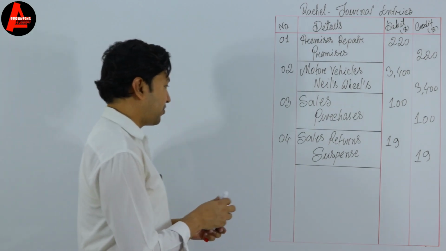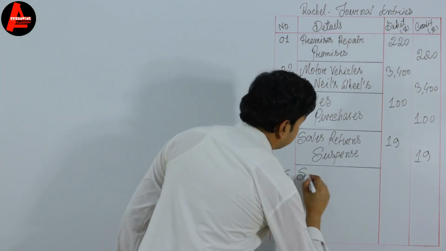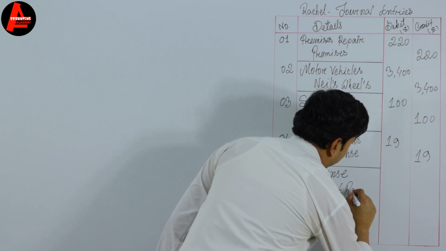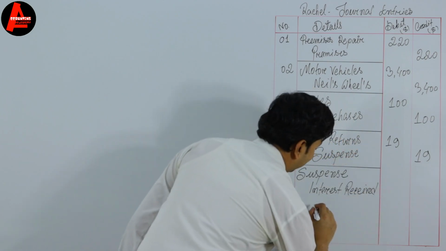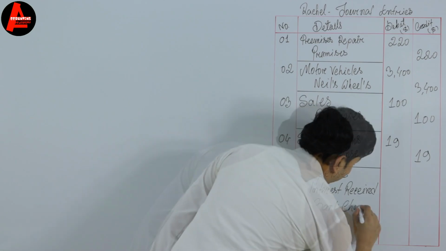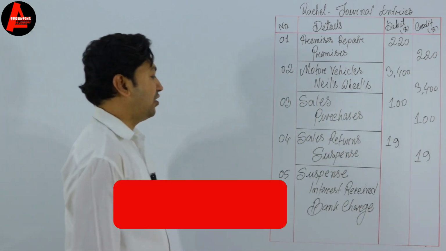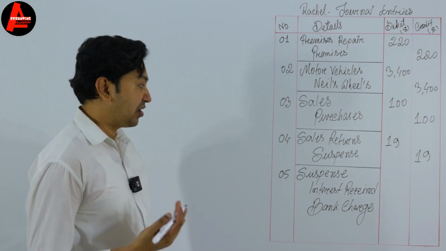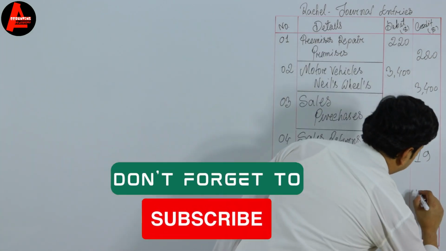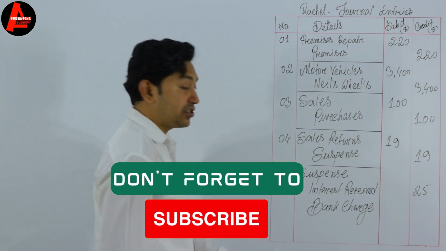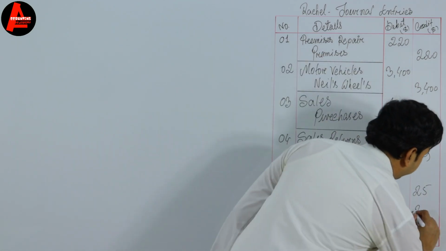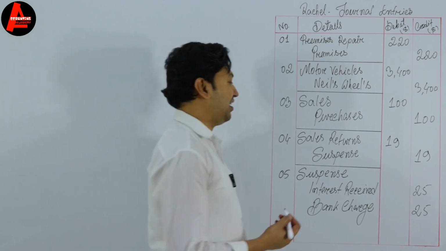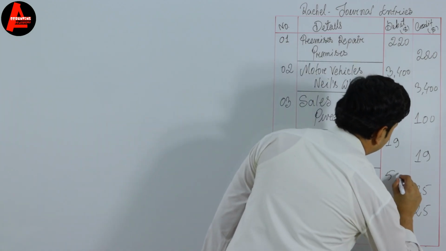So let us write here number 5, suspense account to be debited, interest receipt account to be credited, and bank charge account to be credited. So here in the question, interest receipt is debited to bank charge by $25. So here interest receipt on the credit column 25, bank charge on the credit column the same 25, and here suspense will be 25 plus 25 equals $50. So let us write here 50.